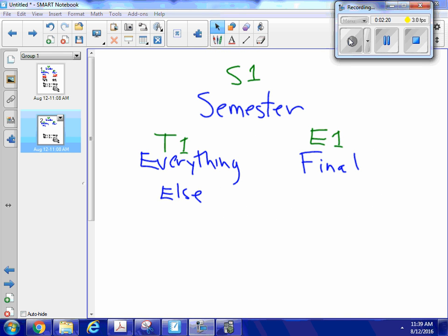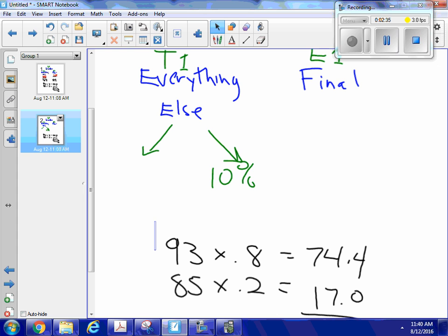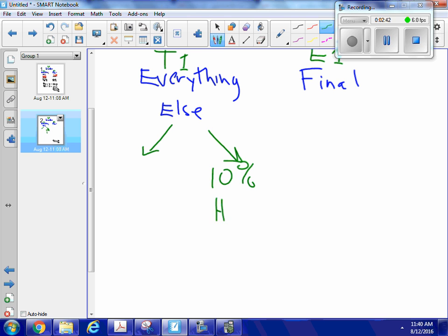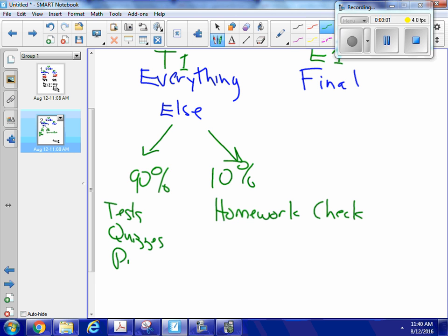So we're going to be doing something a little bit different in the math department this year, because everything else is going to be divided up. 10% will be what we're going to call a homework check, and 90% is going to be everything else: any tests, any quizzes, any projects, everything else. But it's going to be in this 90-10 split.